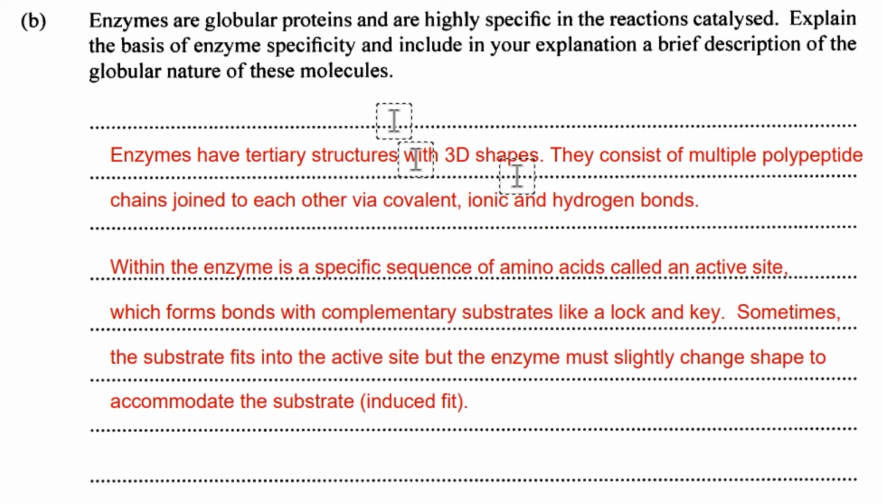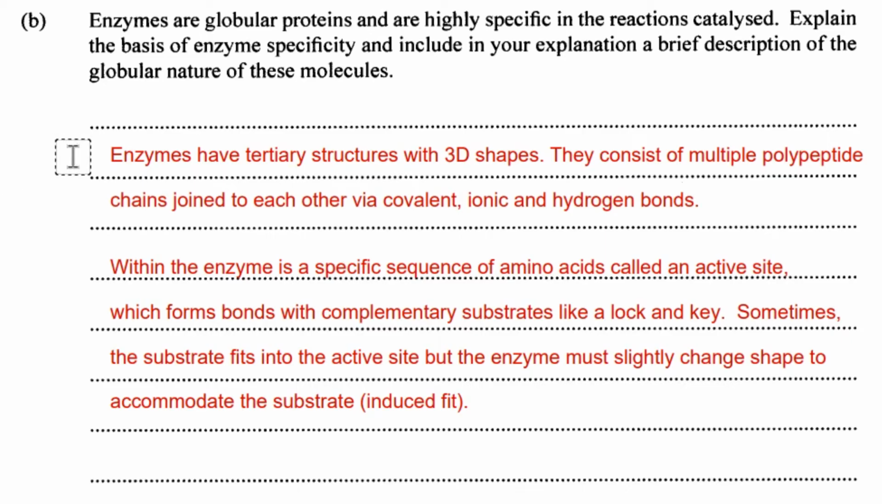Let's look at B. So this is 6 marks. Enzymes are globular proteins and are highly specific in the reactions catalyzed. Explain the basis of enzyme specificity and include in your explanation a brief description of the globular nature of these molecules. First of all, you should describe, well, what is an enzyme? So you can see how exactly they are specific to their reactions.